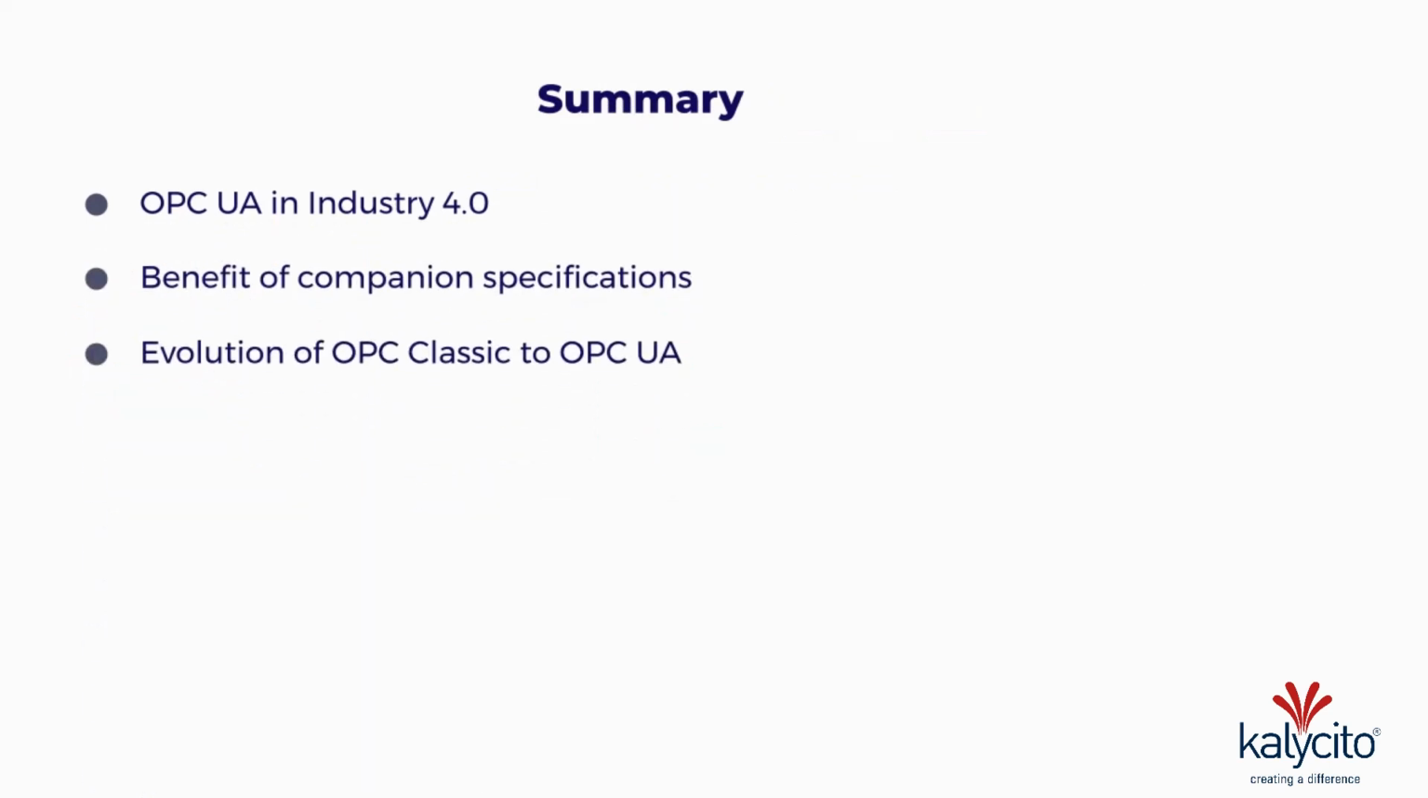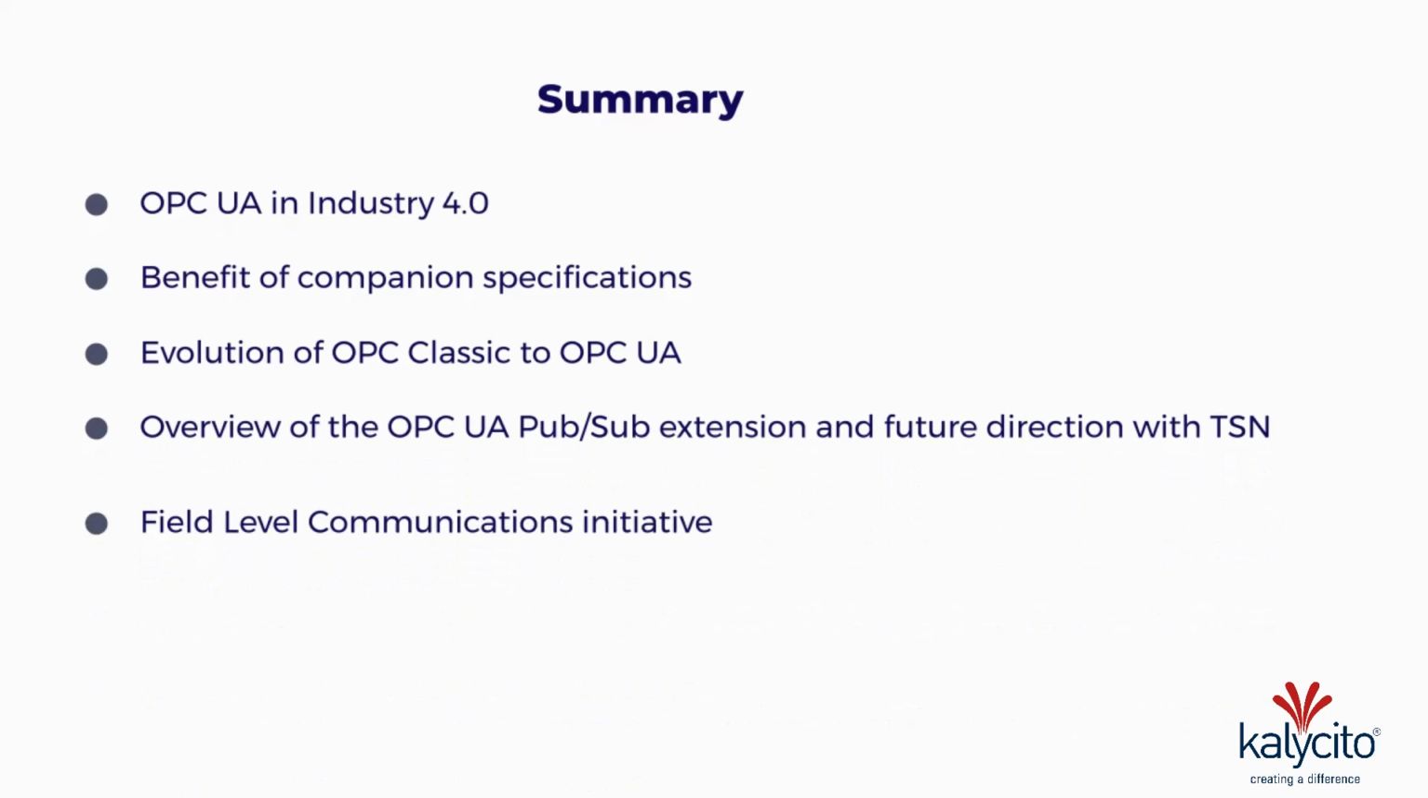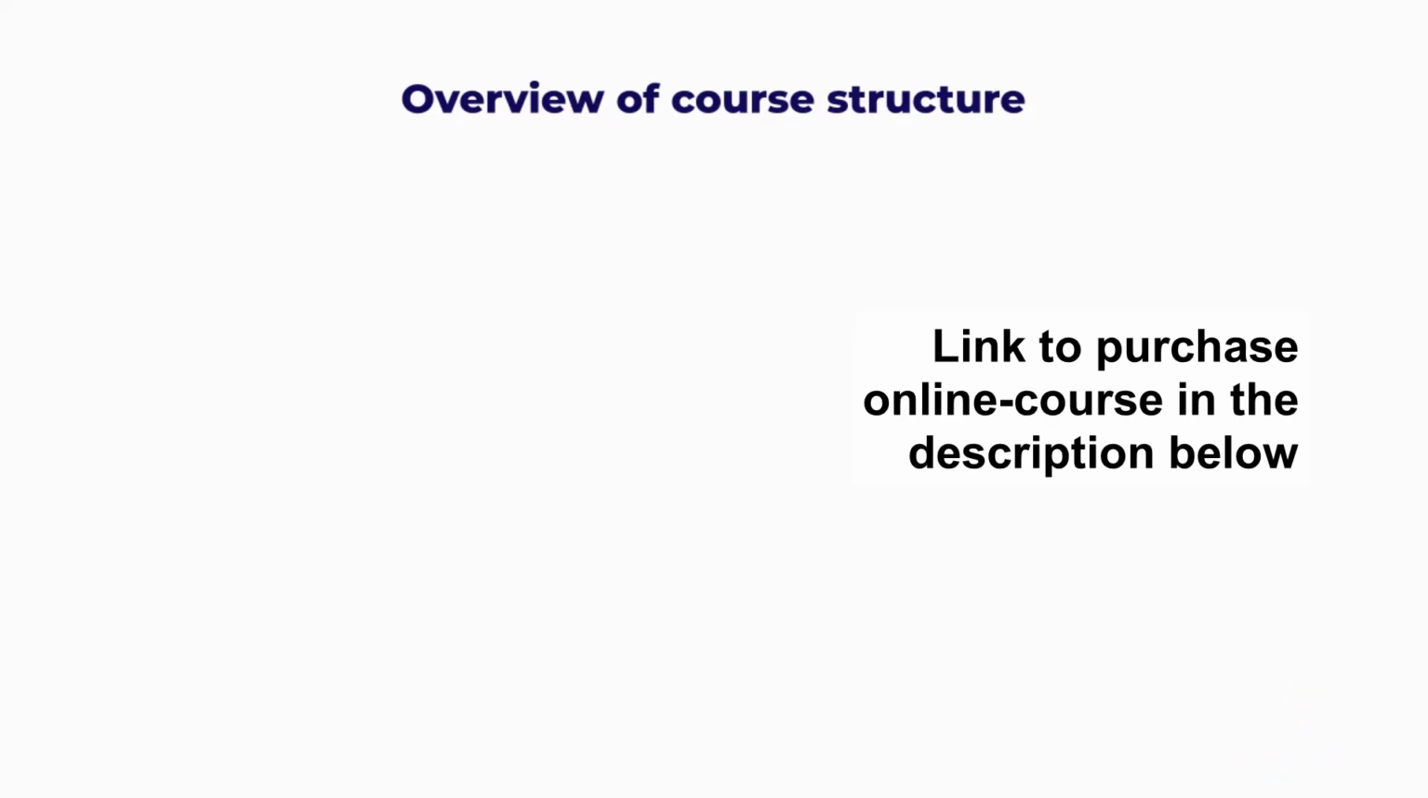You now have an introduction to OPC UA in Industry 4.0, the benefit of companion specifications, and evolution of OPC Classic to OPC UA. You've also seen an overview of the OPC UA PubSub extension and future direction with time-sensitive networking and the field-level communications initiative. Let's take a look at the topics that will be covered in the rest of this course and how they have been structured as practical examples.